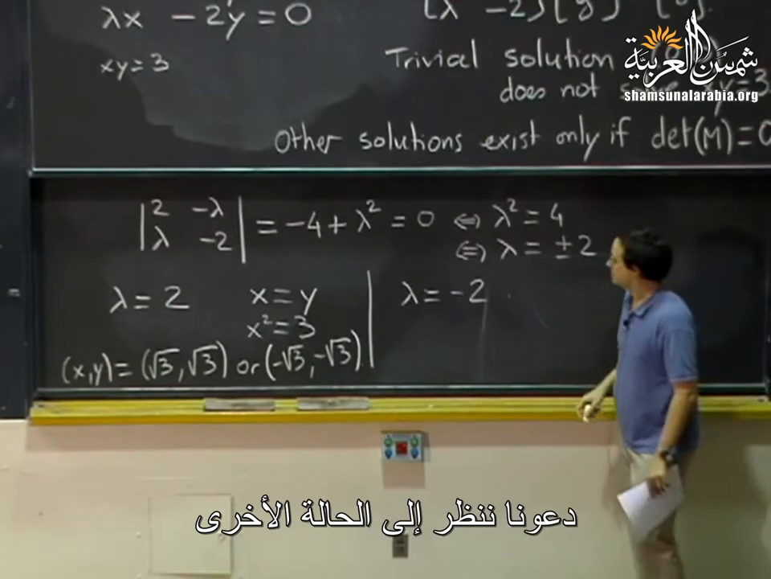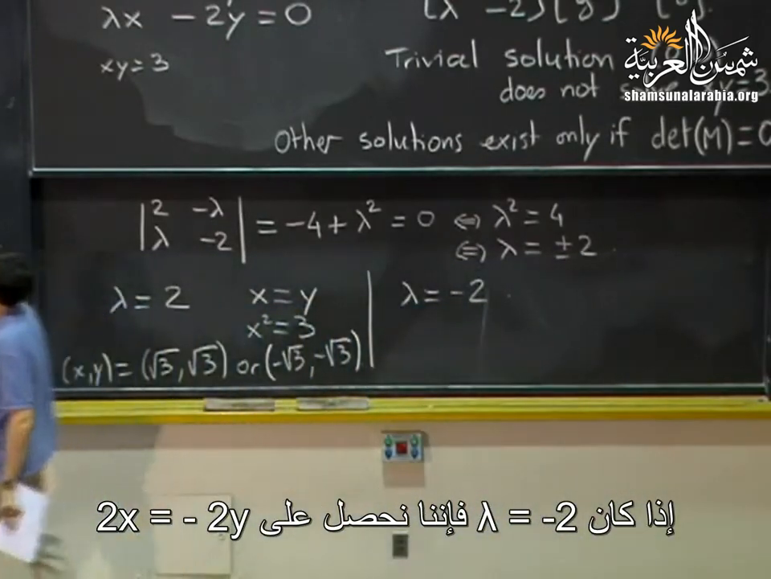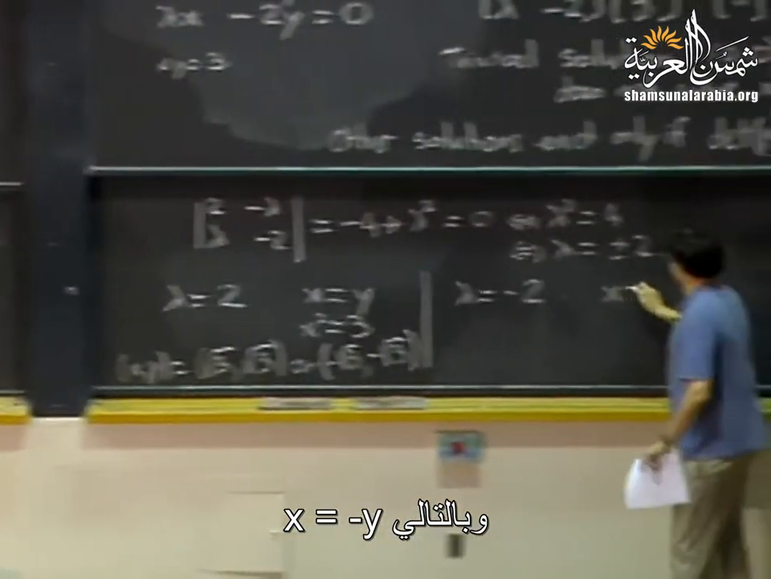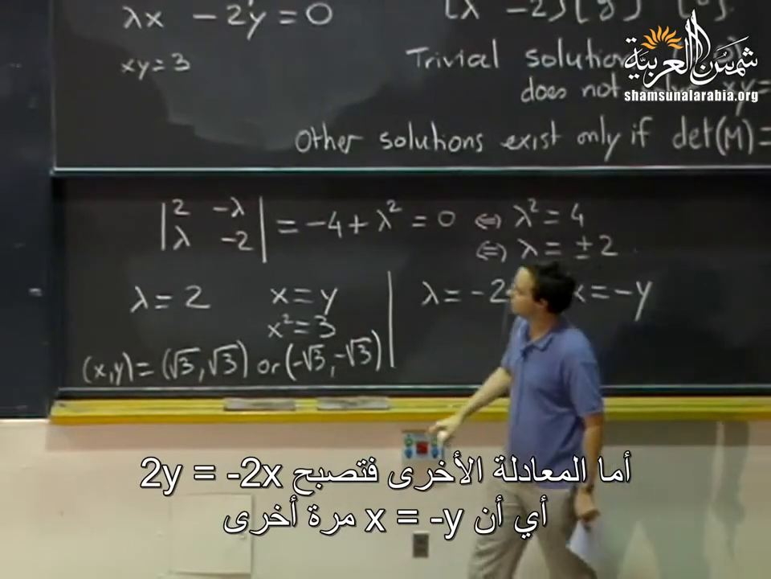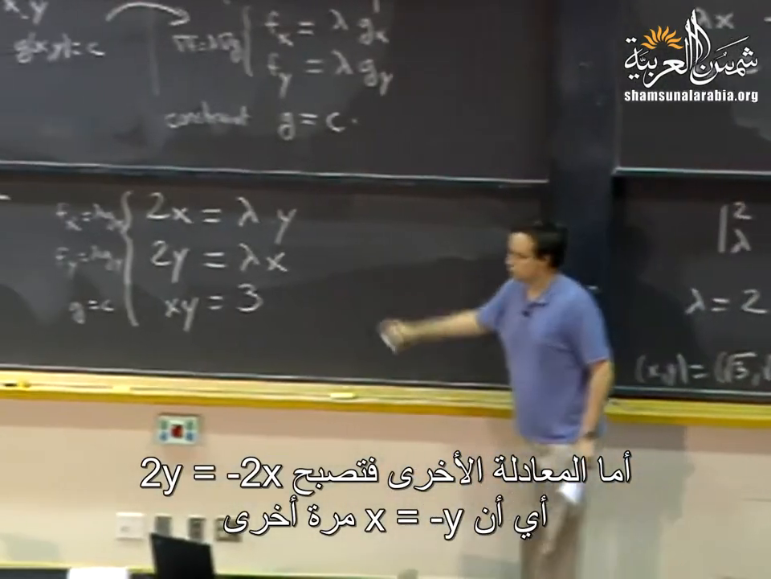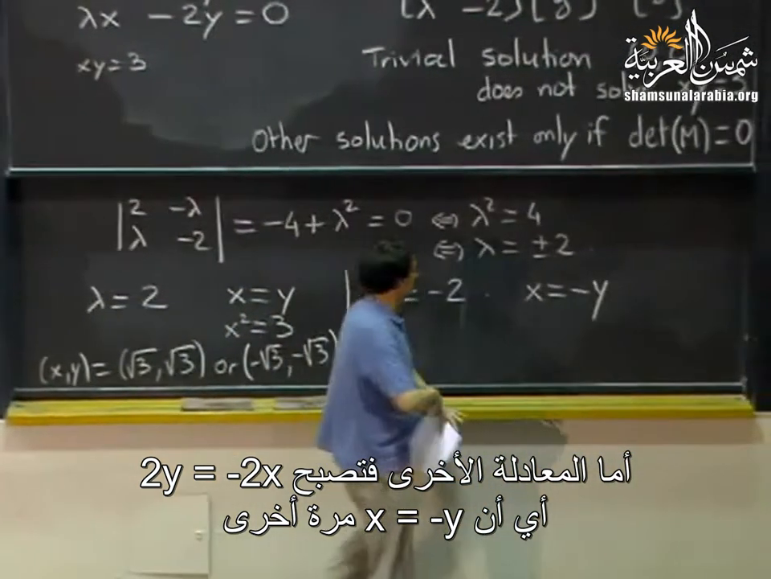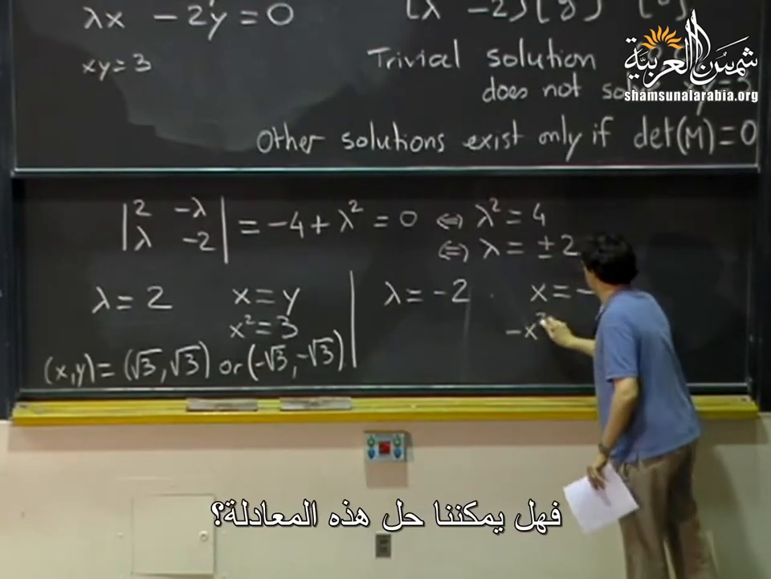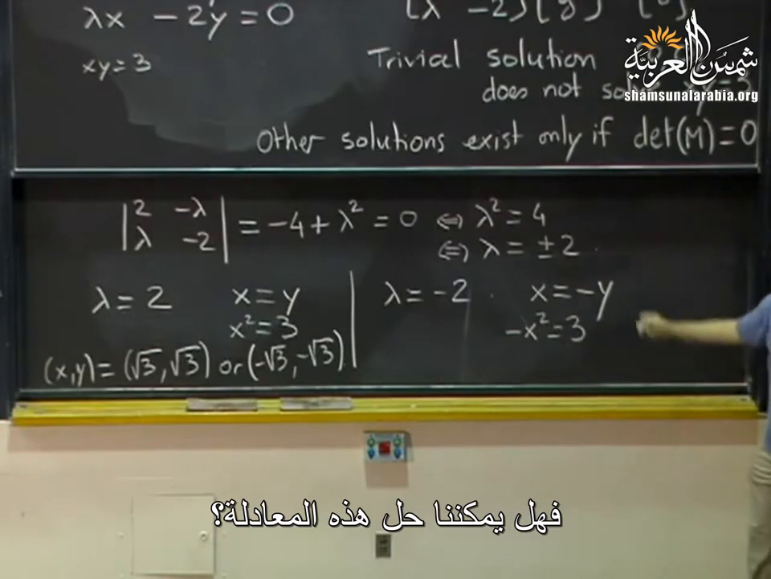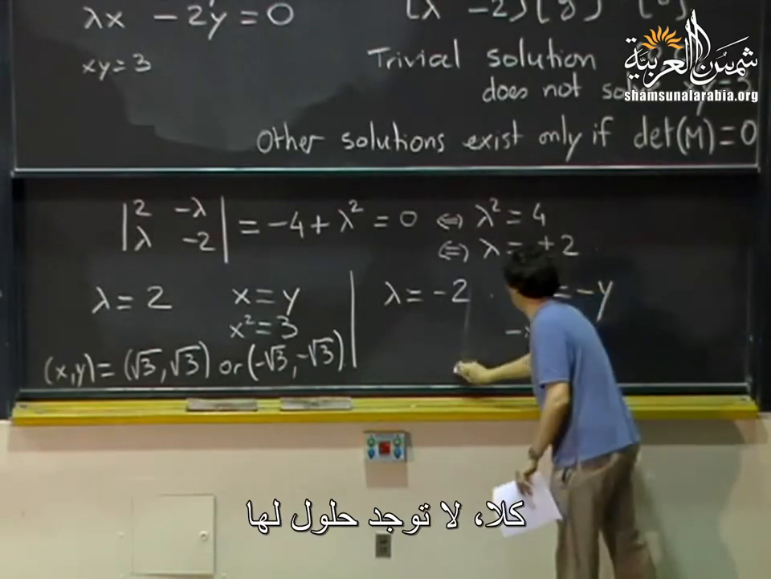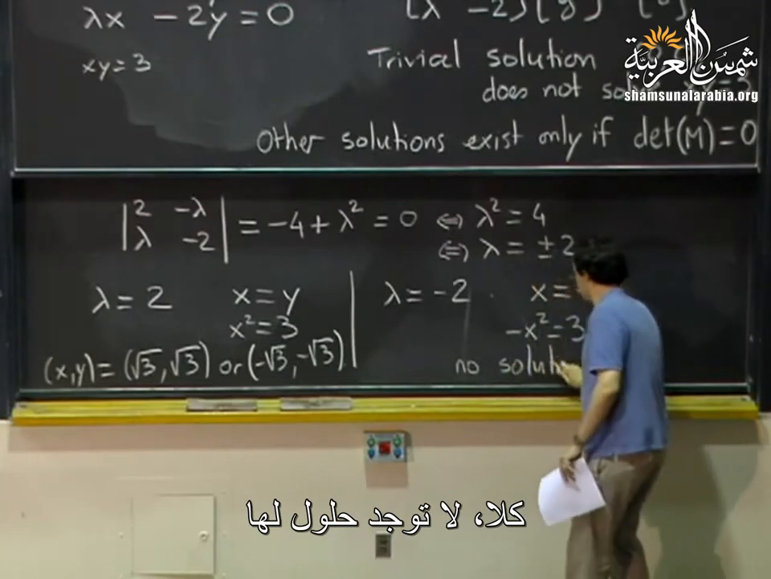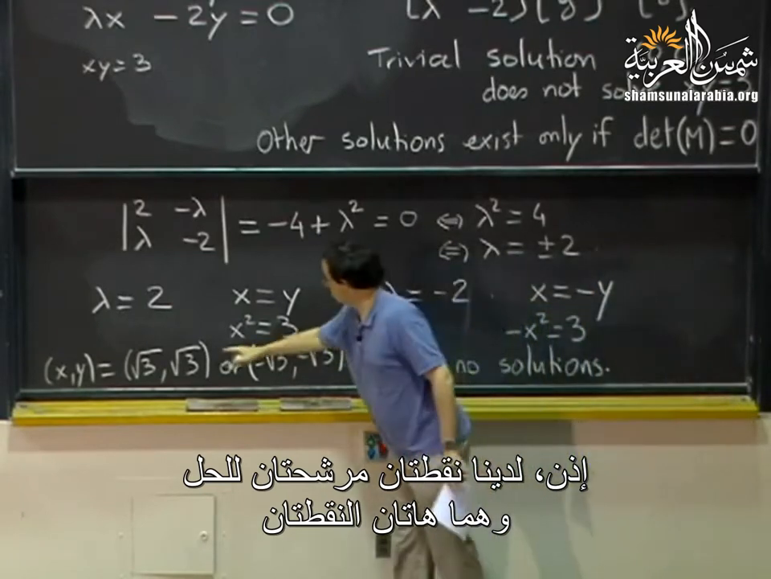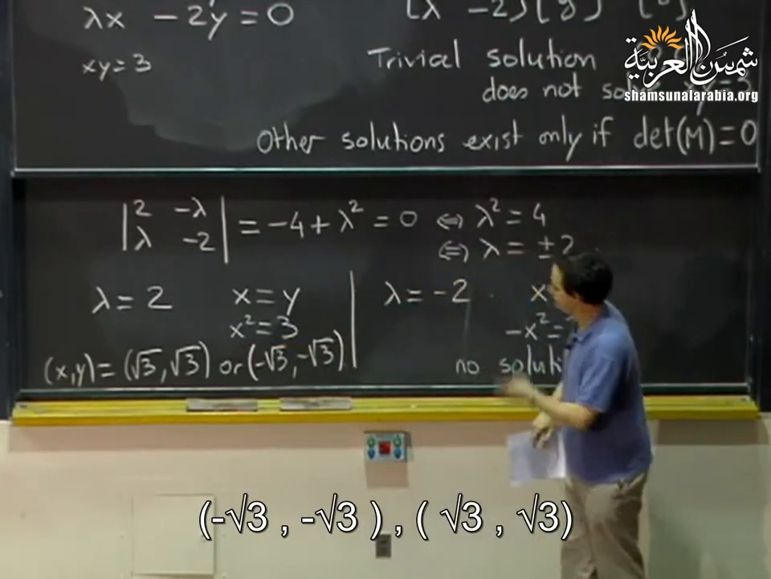Let's look at the other case. If I set lambda equal to negative 2, then I get 2x equals negative 2y. That means x equals negative y. The second one, 2y equals negative 2x, that's y equals negative x. Well, that's the same thing. And xy equals 3 becomes negative x squared equals 3. Can we solve that? No. So there's no solutions here. So now we have two candidate points, root 3, root 3, or negative root 3, negative root 3.